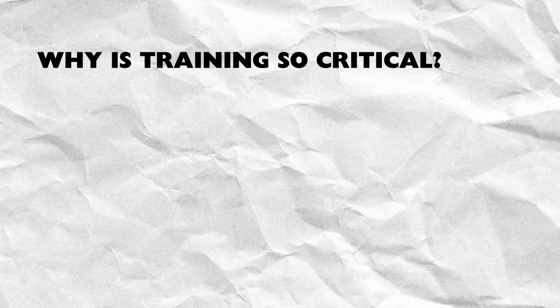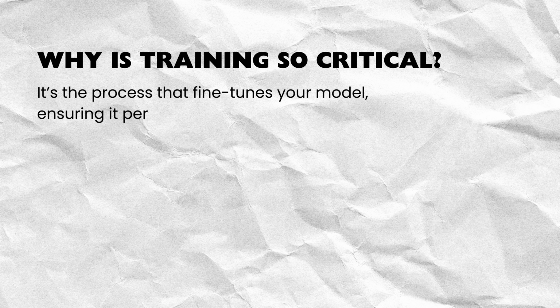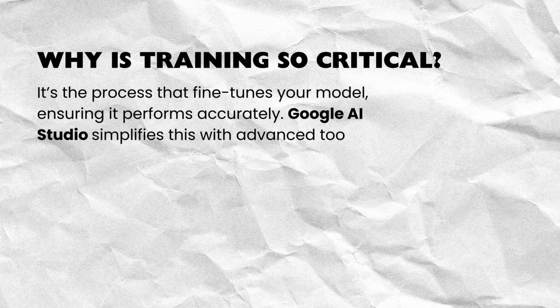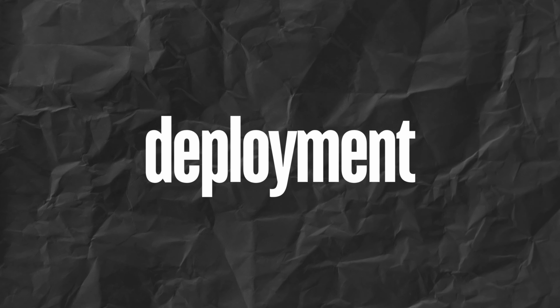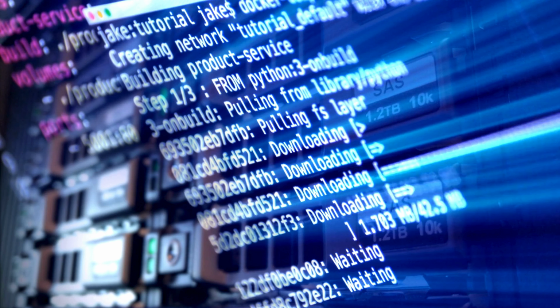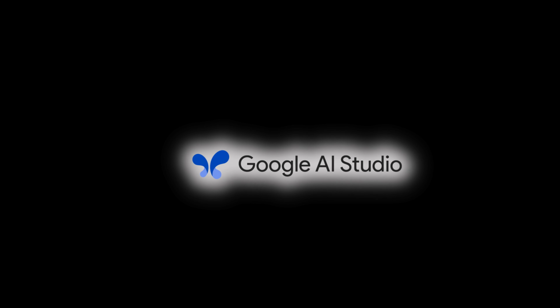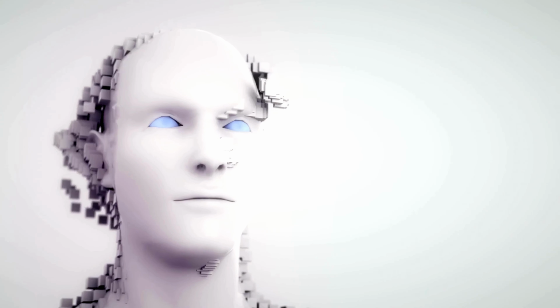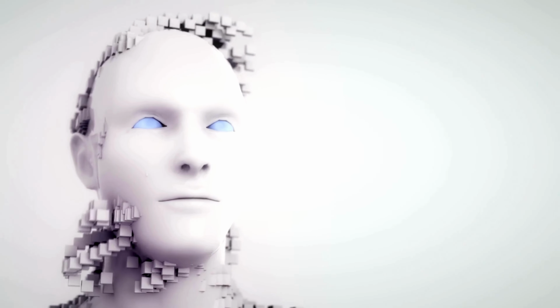Why is training so critical? It's the process that fine-tunes your model, ensuring it performs accurately. Google AI Studio simplifies this with advanced tools and real-time feedback. Now, let's talk about deployment. Once your model is trained, deploying it to production is seamless. Google AI Studio integrates with various platforms, making it easy to implement your AI solution wherever you need it.